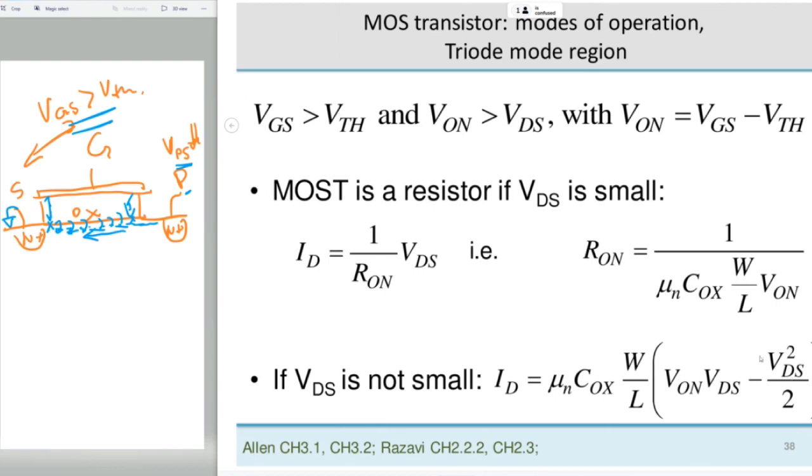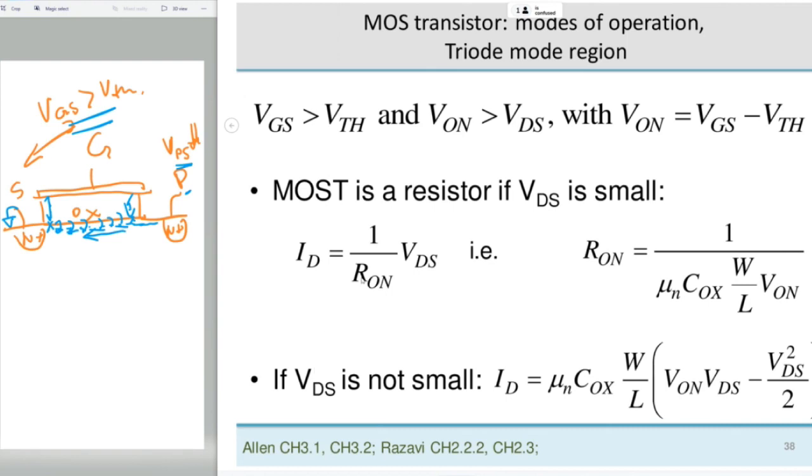Then you can define this as G, conductance, and G is 1 over R ohm. And then you can define the ohmic resistance. This will be the resistance of this channel, and you can express it from here to be equal to this. And of course, if you increase the width of the transistor, it's like putting resistances in parallel, so the total resistance will drop. If you increase the L, the total resistance will increase.